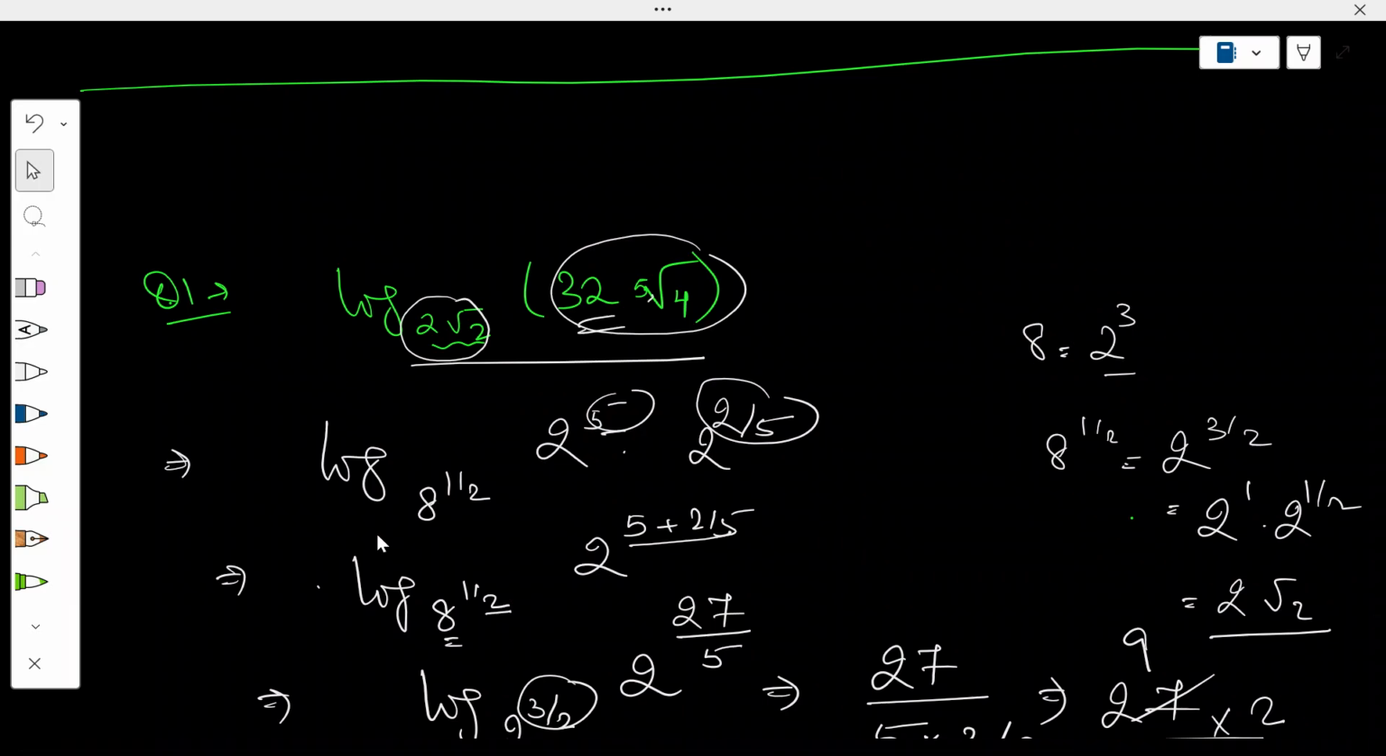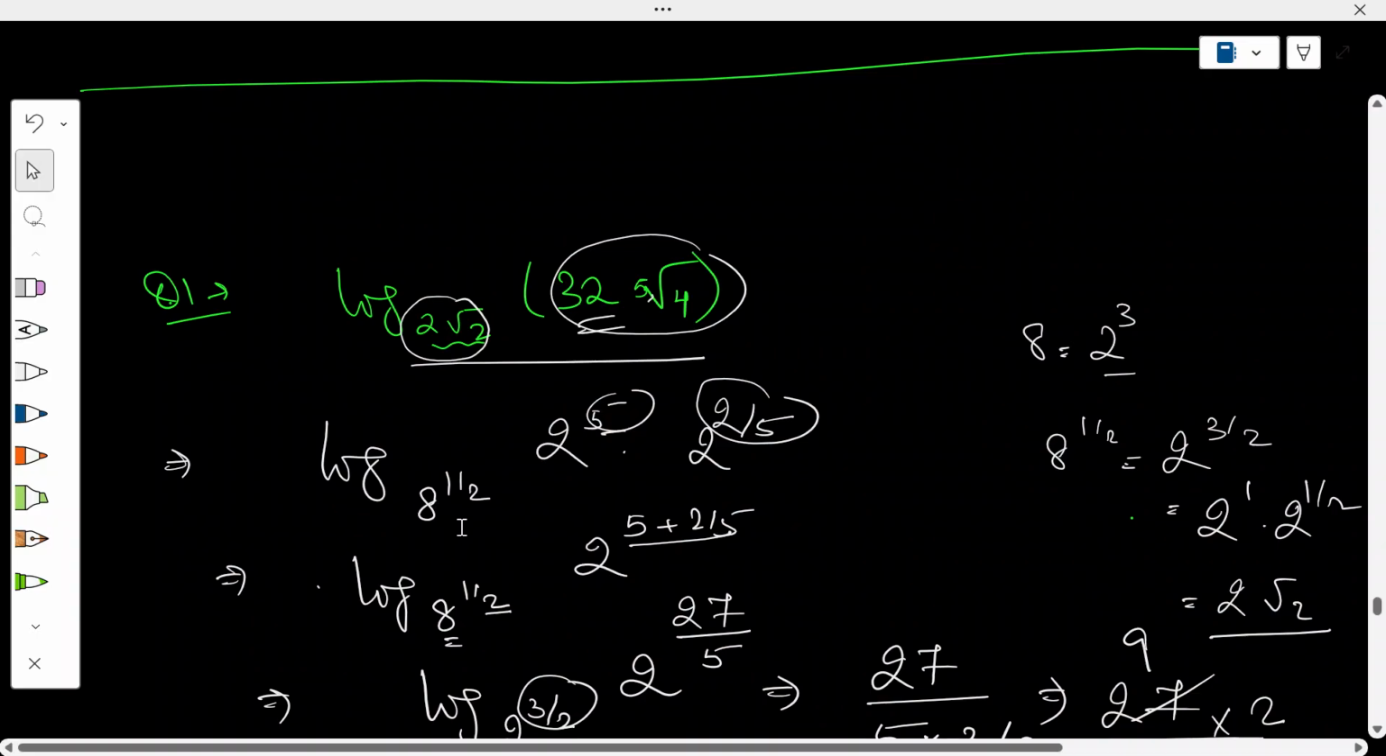I have not yet discussed the CAT 2025 questions that appeared in logarithm. I will discuss this as soon as I get the paper, official paper. So this is all for now.